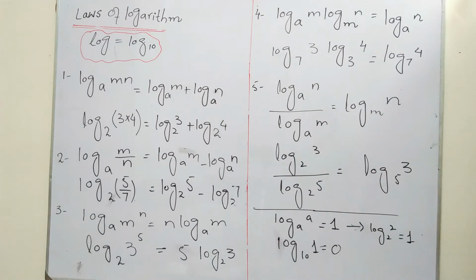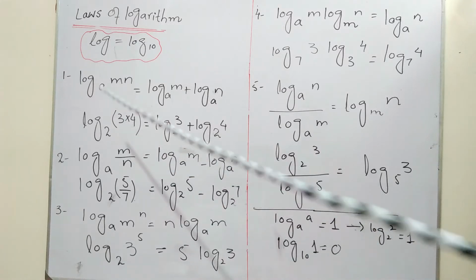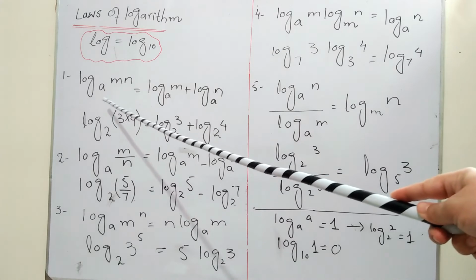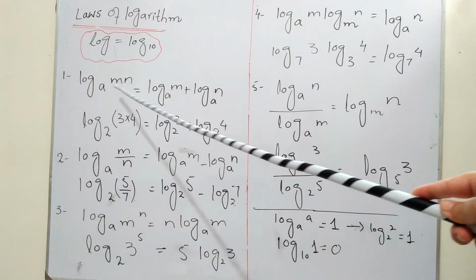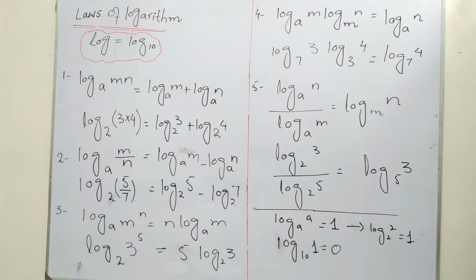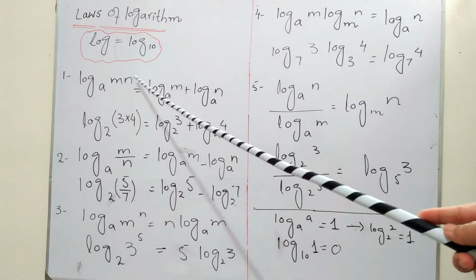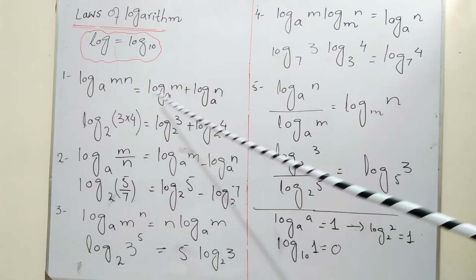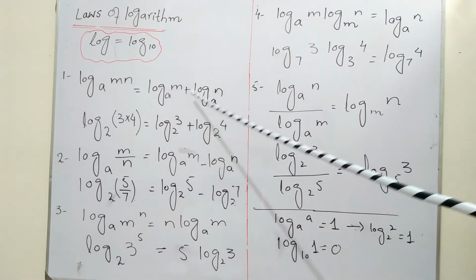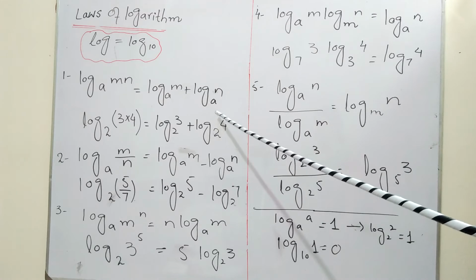Secondly, how we read a number which is written in the form of log of mn with base a. This is like log of mn with base a. Now we start the laws of the logarithm. The first one is log of mn with base a is equal to log of m with base a plus log of n with base a.